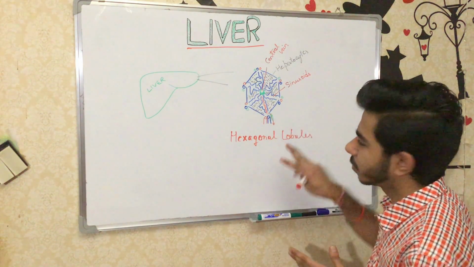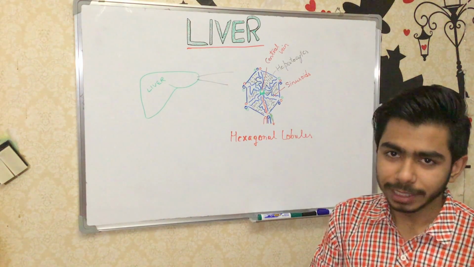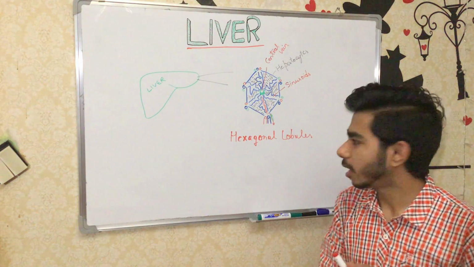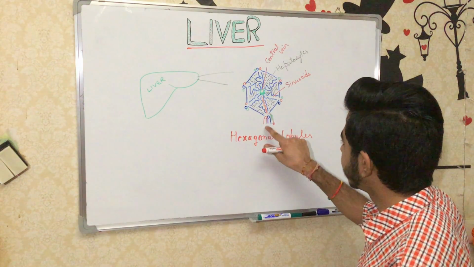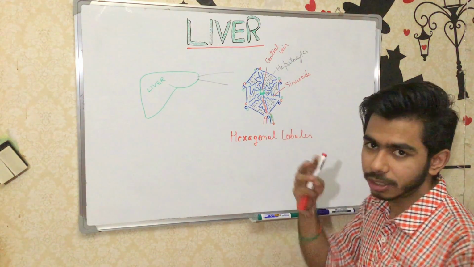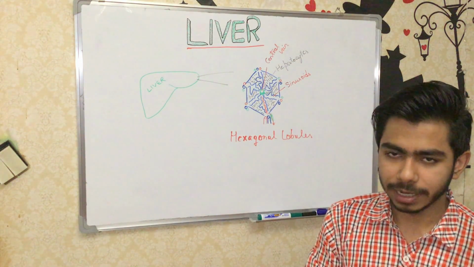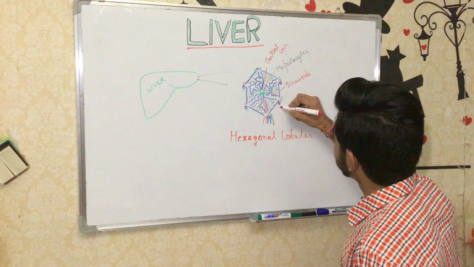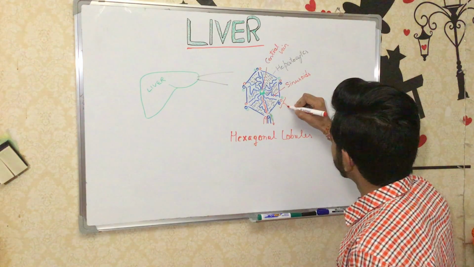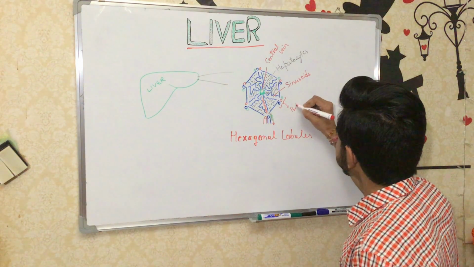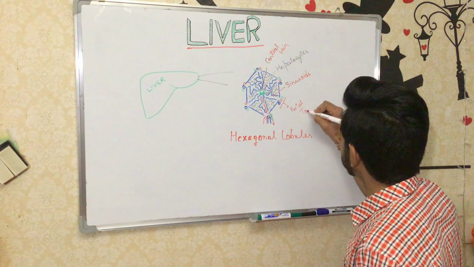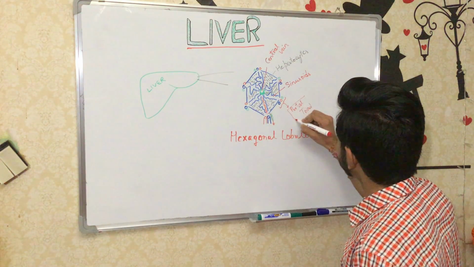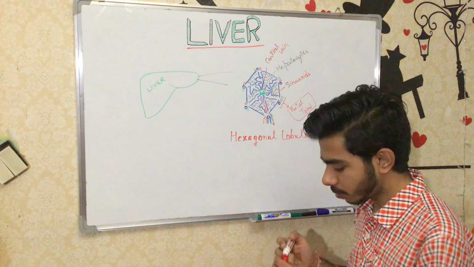And why is this portal triad called a triad? Because there are three structures present at each corner of the hexagonal lobule: the hepatic artery, portal vein, and the bile duct. These are the three structures which form the portal triad. That's why it is called the portal triad. So this is very important in the liver.